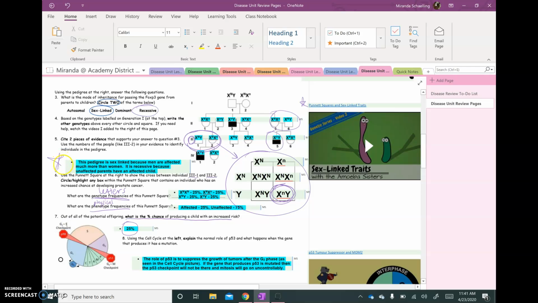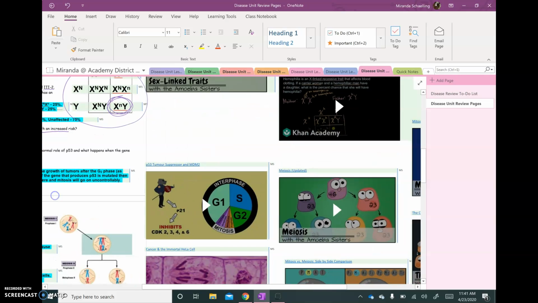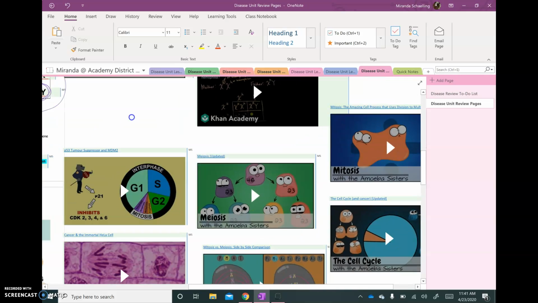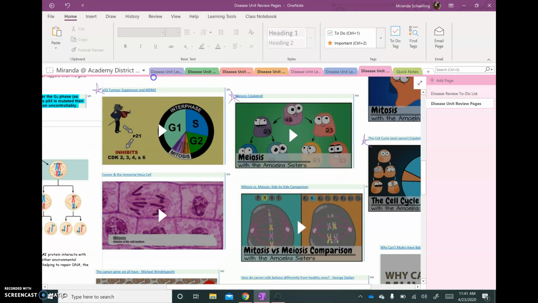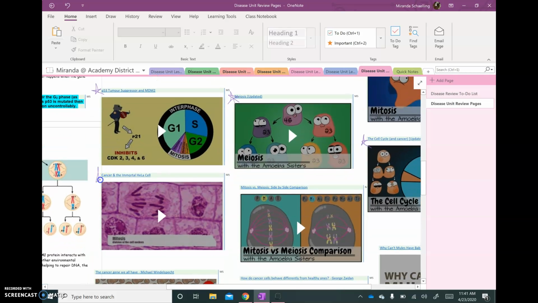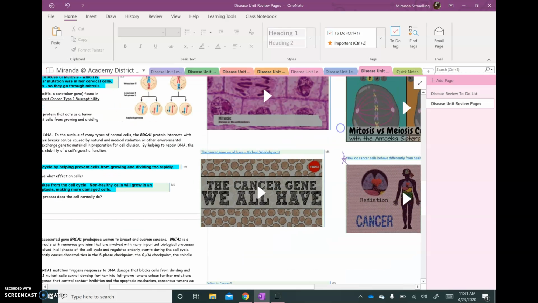Okay. All right, then we are going to do a little bit about the cell cycle and P53. I've put a couple of videos up about that too. I've got this P53 tumor suppressors. I've got mitosis. I've got the cell cycle. I've got meiosis. I've got cancer and HeLa. I've got mitosis and meiosis. And then I've got why can't mules have babies? Why is cancer weird? Do we all have a cancer gene?